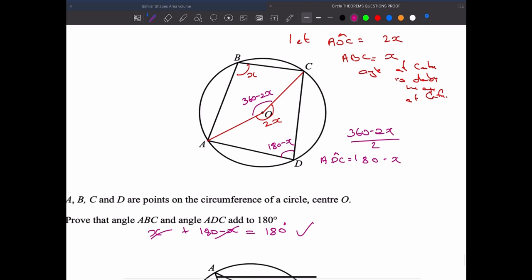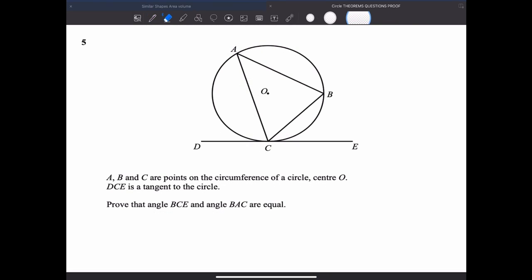Okay, simple. Now we just have to prove that BCE is the same thing as BAC. BAC is this angle. Okay, so what do we do? Make a triangle from here to here. That one. There you go. So you know that OCE is a tangent, isn't it? OCE is tangent, which makes it 90 degrees. Tangent at a circle is 90.